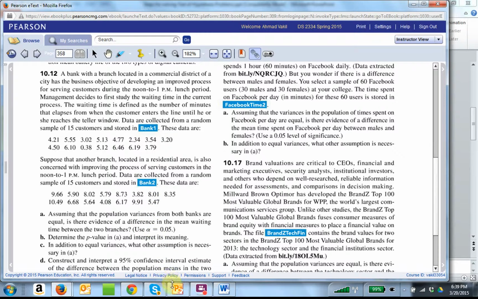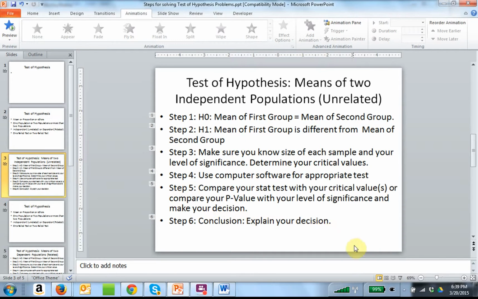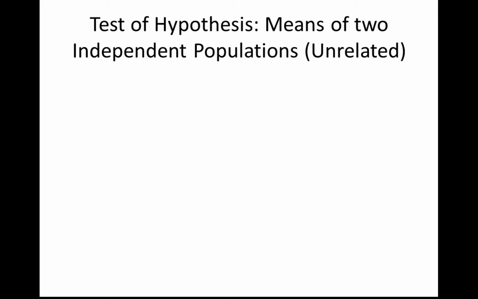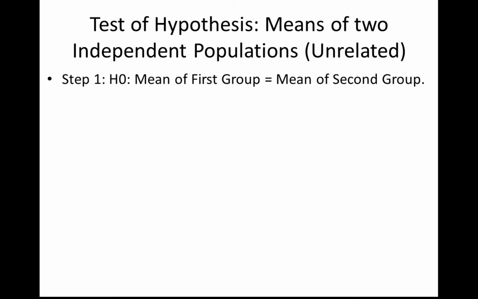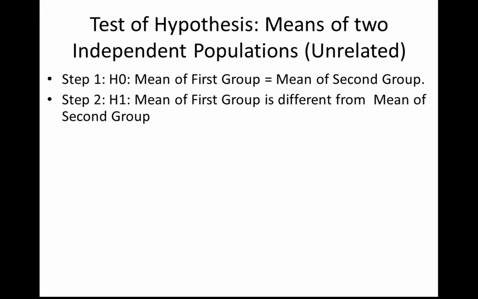So let me go back to PowerPoint and formally go through this. I know I'm dealing with a test of hypothesis, the mean of two independent, unrelated populations. So always I am going to have step one, H0: the mean of the first group is the same as the mean of the second group. For this particular case, H1: the mean of the first group is not equal to the mean of the second group.